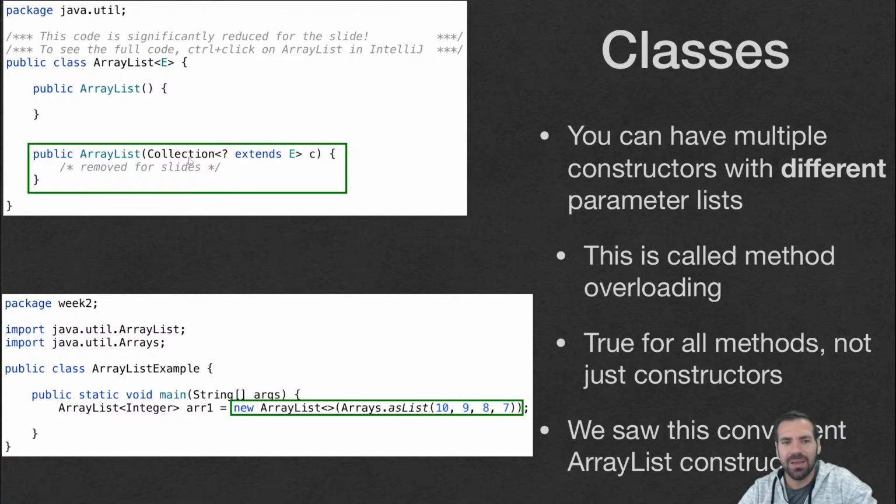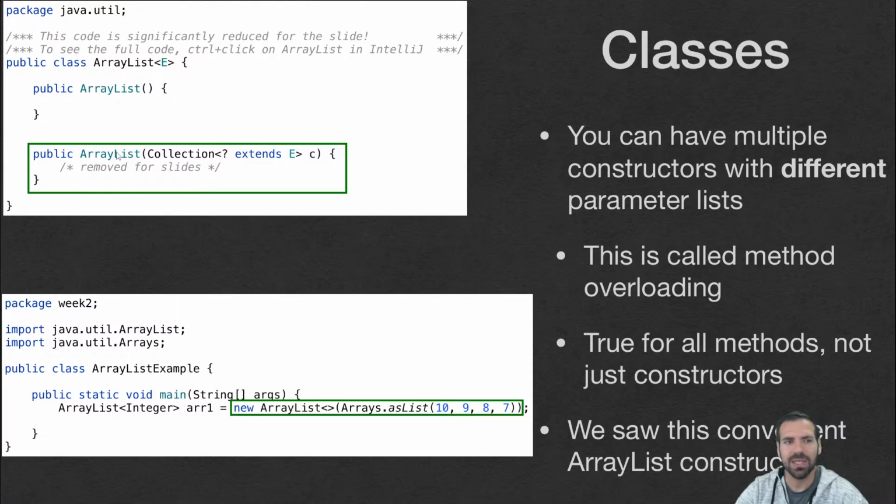And the important thing is a list is a collection. It's going to work for this constructor. So this question mark extends aside, it will just work. And that's the constructor we're using when we call this. And this is an overloaded method. This is something that's allowed in Java.